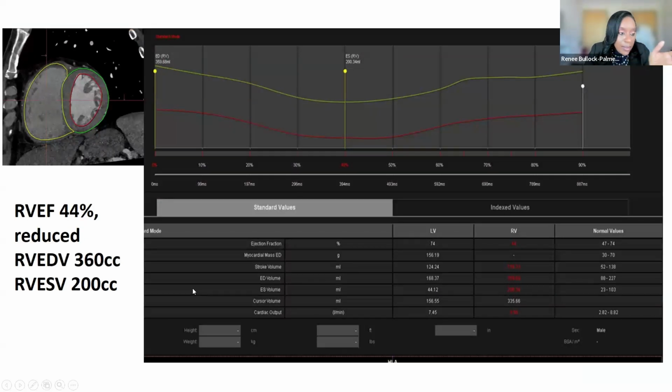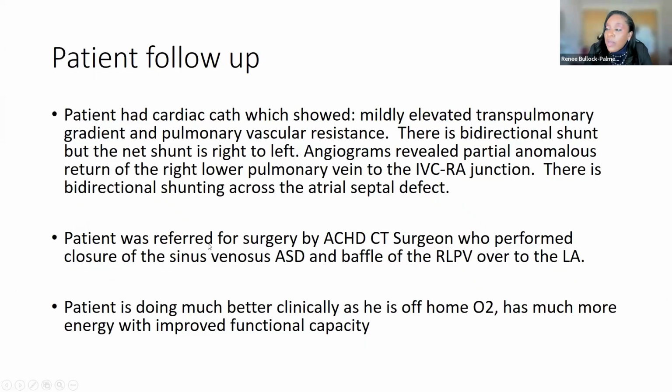So he went on, and the volumetric portion of the study showed that his EF was slightly reduced. The right ventricular size was massive. The end-diastolic volume was 360. The end-systolic volume was 200. He went on to have a cardiac catheterization that showed a mildly elevated transpulmonary gradient with pulmonary vascular resistance, biventricular shunting, and the angiogram revealed that the anomalous right lower pulmonary vein entered just at that IVC-RA junction, with bidirectional shunting.